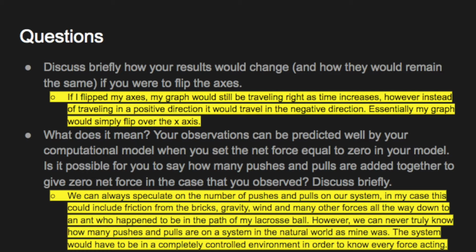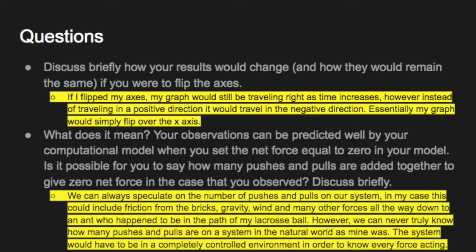Secondly, is it possible to say how many pushes or pulls are added together to give a zero net force? We can always speculate on the number of pushes and pulls on our system. In my case, this could include friction from the bricks, gravity, wind, and many other forces all the way down to an ant who happened to be in the path of my lacrosse ball.